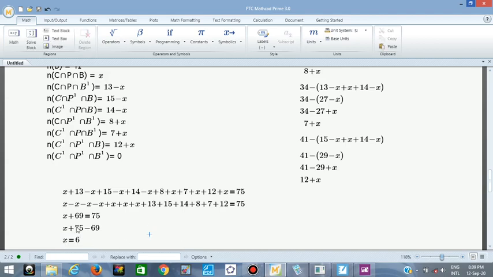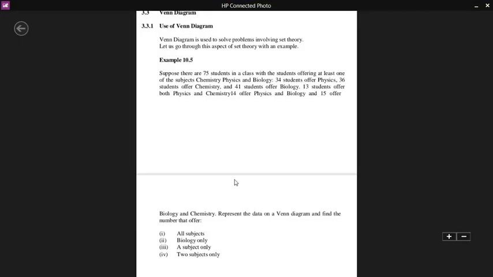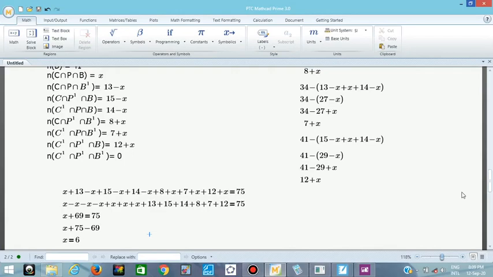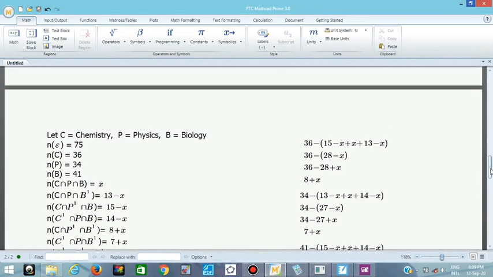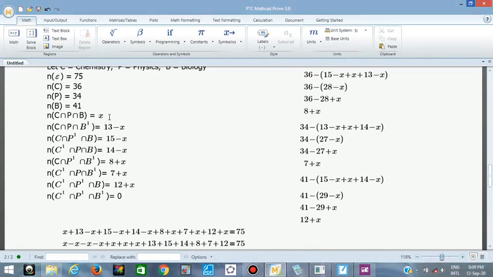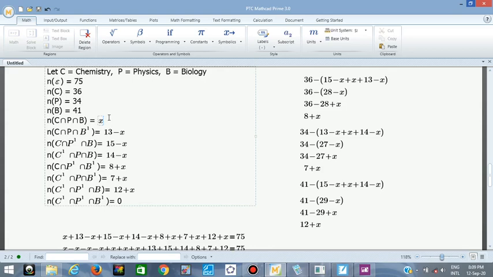So those that did all subjects, which is x, they are 6. So from there, let's complete this work now so that we'll go and fill up our Venn diagram. So if x is 6, let me just do it here. If x is 6, I'm going to have x is equal to 6. See what I'm doing? I'm just putting the values here.